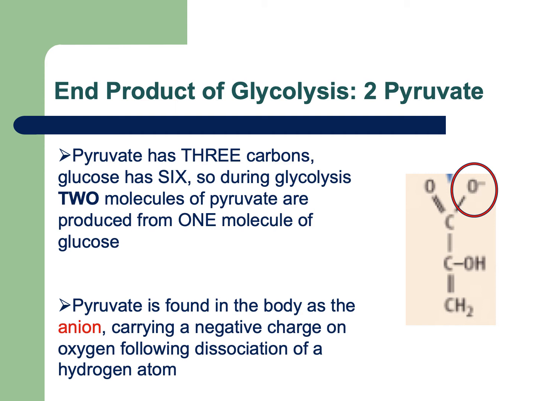Remember, pyruvate is found in the body as the anion. We can see it here with carbon double bound to an oxygen and single bound to an oxygen that has a negative charge.